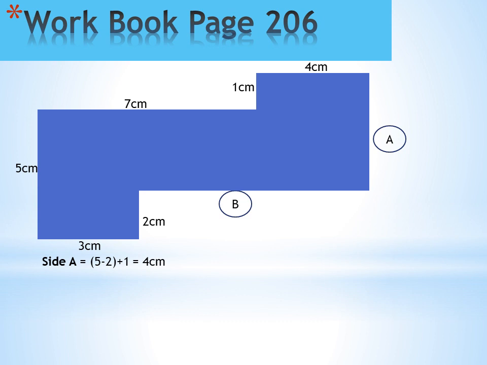Now let's find side B. Side B will be 7 centimeters, but it has an excess also. The excess is 3 centimeters. Can you see that? Side B, the opposite side up here, is 7 centimeters. But then there's an excess of 3 centimeters. So let's cut out the 3 centimeter excess. We're going to be left with 4 centimeters.